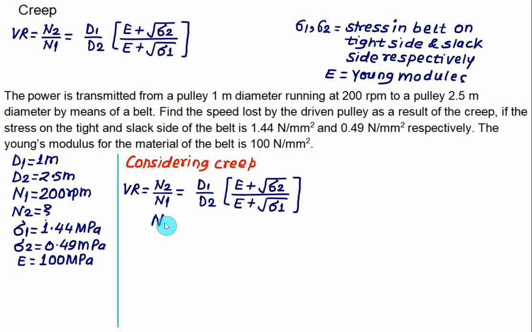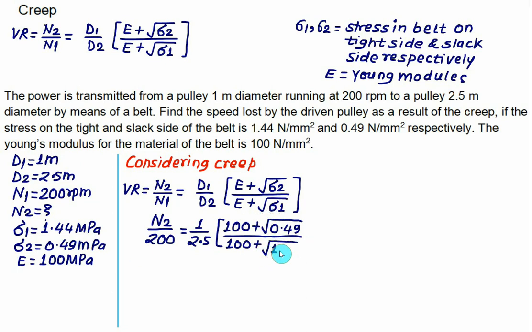N2 we want to find out. The value of N1 is known to us, equal to 200. Diameter D1 is equal to 1 meter. Diameter D2 is equal to 2.5. We have Young modulus equal to 100 plus under root of the stress on the slack side, 0.49, and the whole thing is divided by Young modulus equal to 100 plus under root of the stress on the tight side, 1.44. So you have to just remember this equation, and then you can calculate the rotational speed of the driven under the creep. This value comes out to be 79.67 rpm.